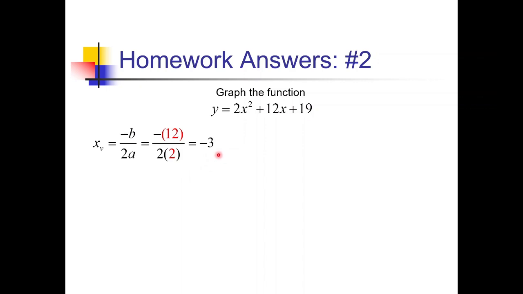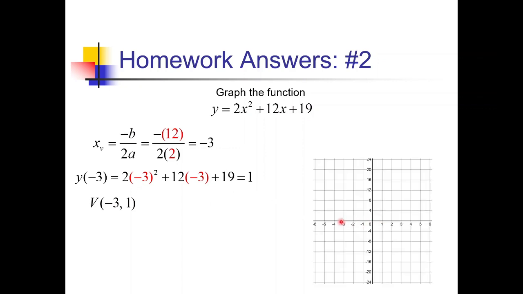And then if I plug that back in, I can get the y value of the vertex. So 2 times negative 3 squared plus 12 times negative 3 plus 19. Negative 3 squared is 9. 2 times that is 18. Here we have a minus 36. So 18 minus 36 is negative 18. Add the 19 to that, and now I've got 1. So let me just graph that: vertex of negative 3, comma 1.